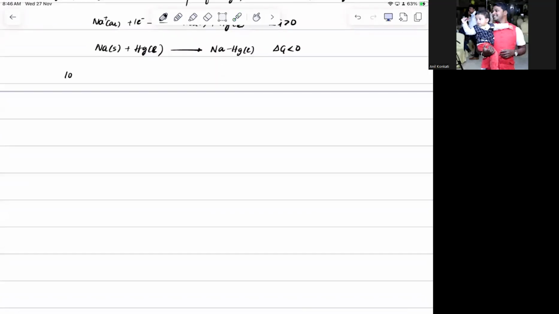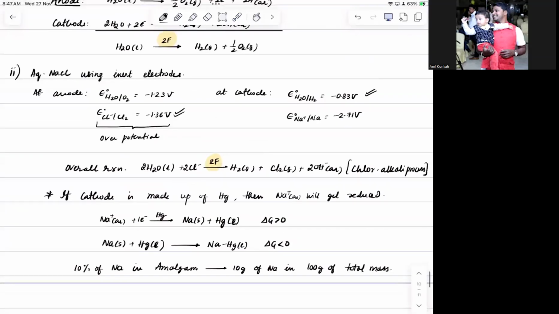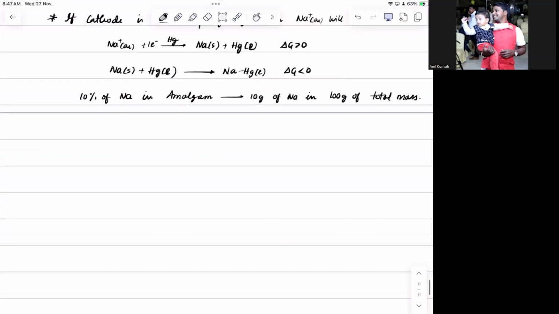So generally, if I give you 10 grams of sodium in amalgam, if this terminology is used, it means I have 10 grams of sodium in 100 grams of total mass of amalgam, out of which 90 grams will be of mercury. So I guess this part is clear, everybody. This was with aqueous NaCl.